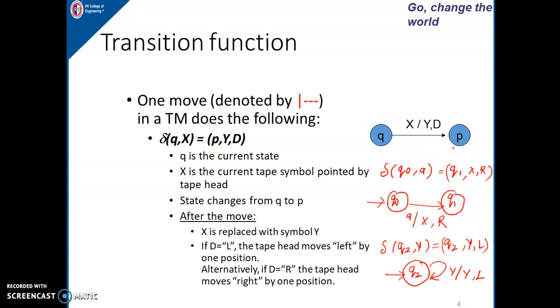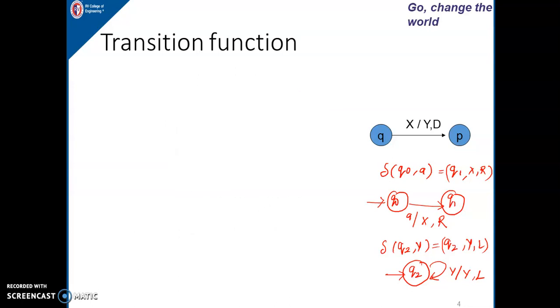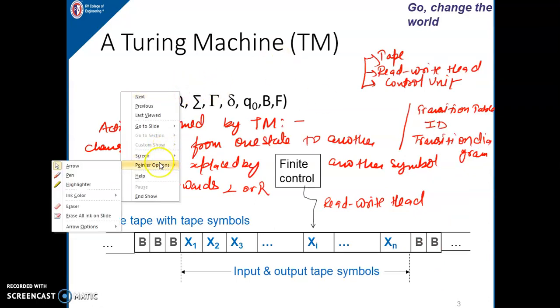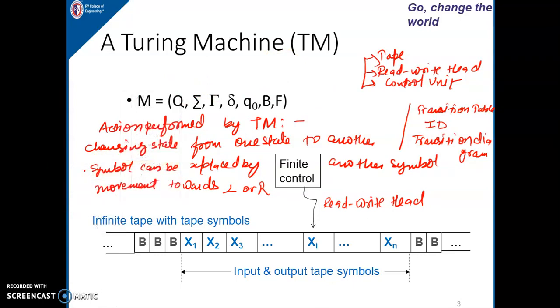In the previous slide there was some basic definition of the Turing machine, with some tuples defined. We have already seen the machine definition for finite automata and pushdown automata: Q, sigma, delta, F, and even Q naught. These remain the same. Capital Q is the set of states, sigma is the set of input alphabets, delta is the transition function, Q naught is the start state, and F is the final state. All these tuples remain the same, but here we have two additional things.